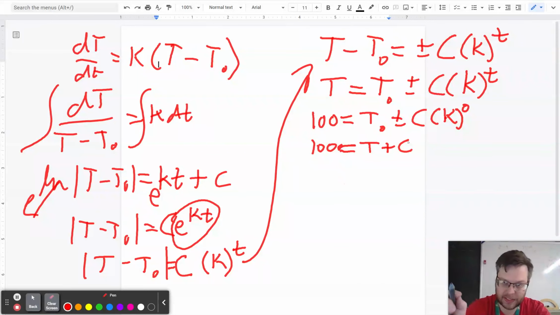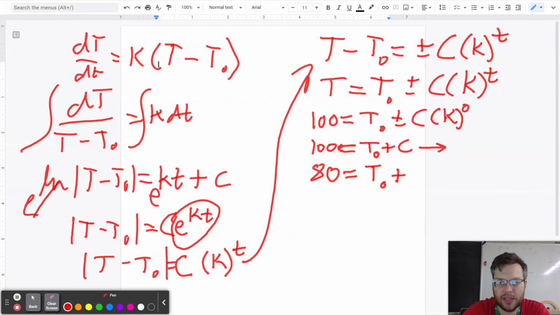Okay, in 10 minutes it reaches 80 degrees. So 80 is going to be, I should have put T naught there. So 80 is going to be T naught plus, and in this equation here, you can either solve for T naught or you can solve for C. Is one easier than the other? I don't really think one is easier than the other. I'm just going to solve for T naught. So it's just 100 minus C is T naught.